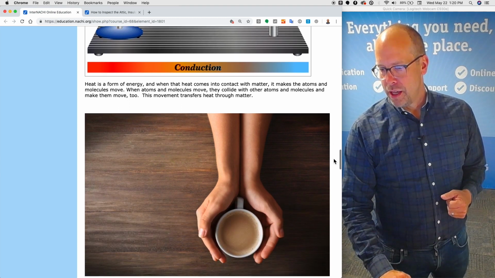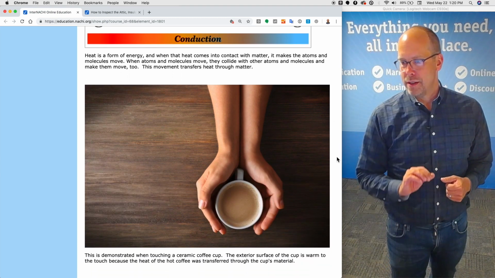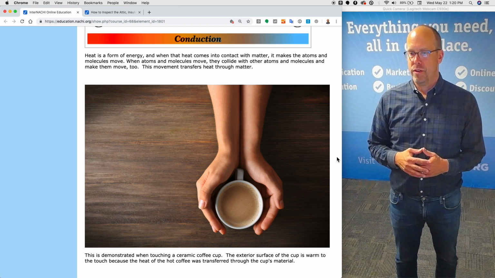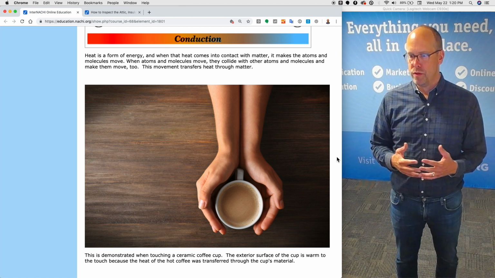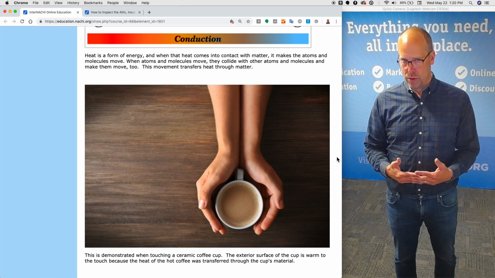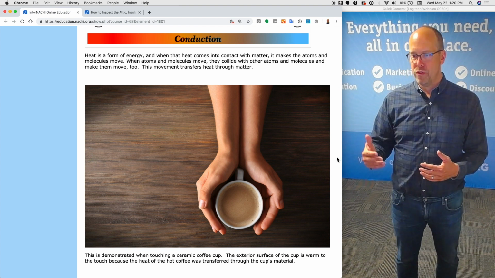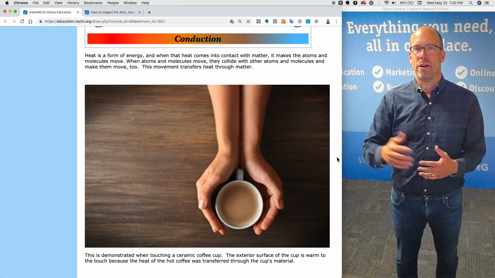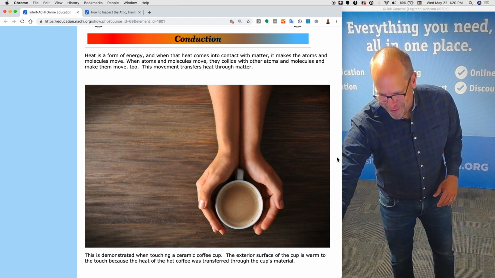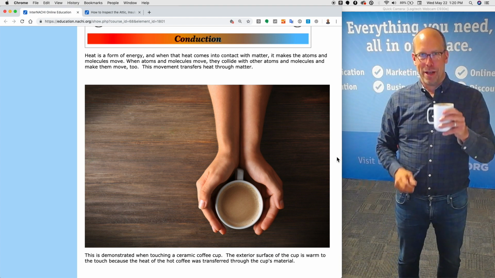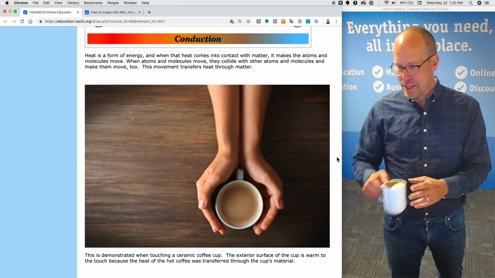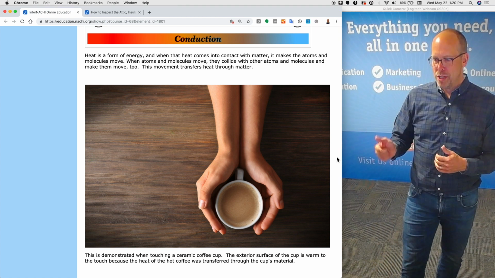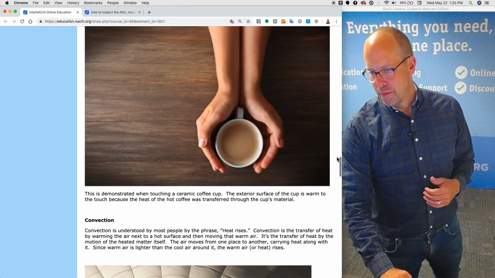Heat is a form of energy, and when that heat comes in direct contact with matter, it makes the atoms and molecules move. When the atoms and molecules move, they collide with other atoms and molecules, making them move too. And this movement transfers heat from one thing to another through matter. It's demonstrated when touching a ceramic cup with your hand. The exterior surface of the cup is warm to the touch because the heat of the coffee was transferred through the cup's material.